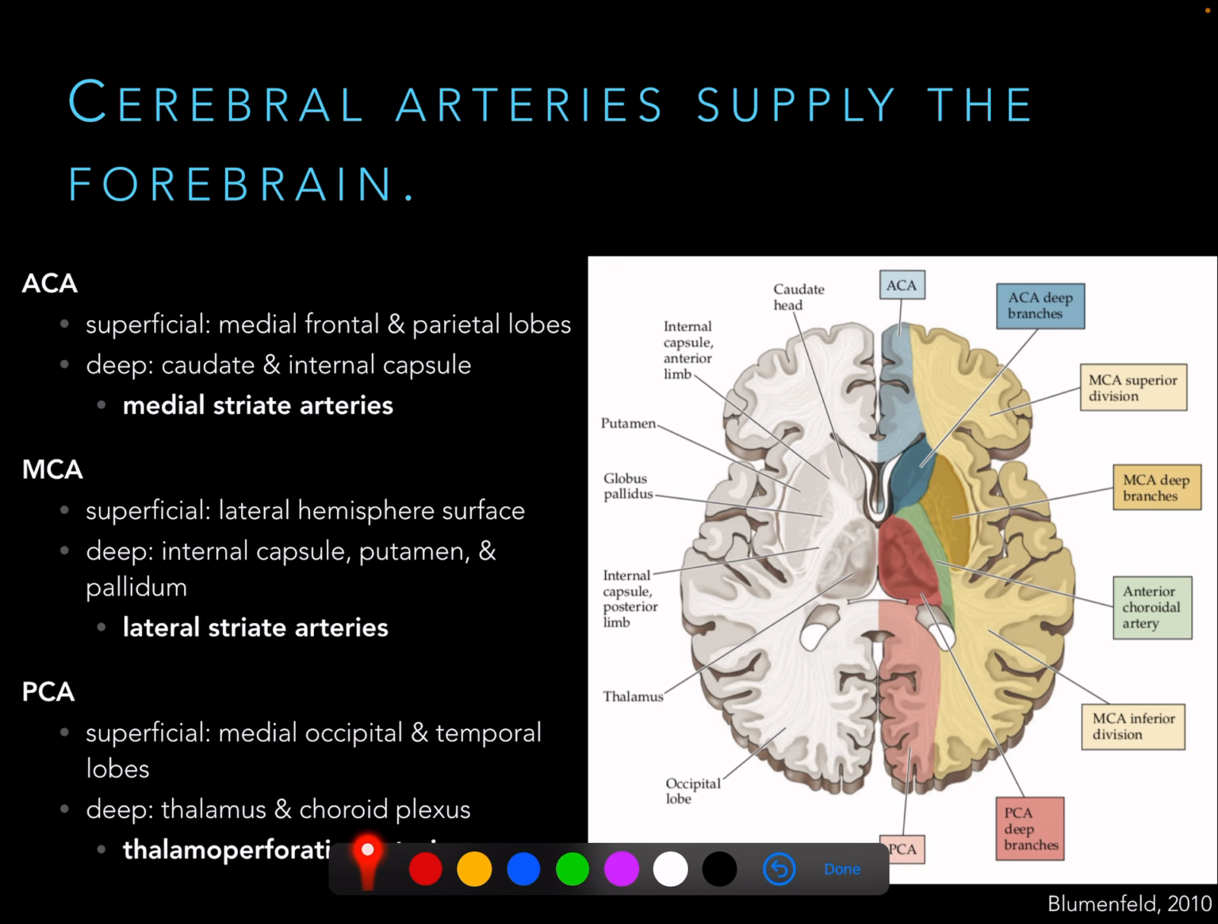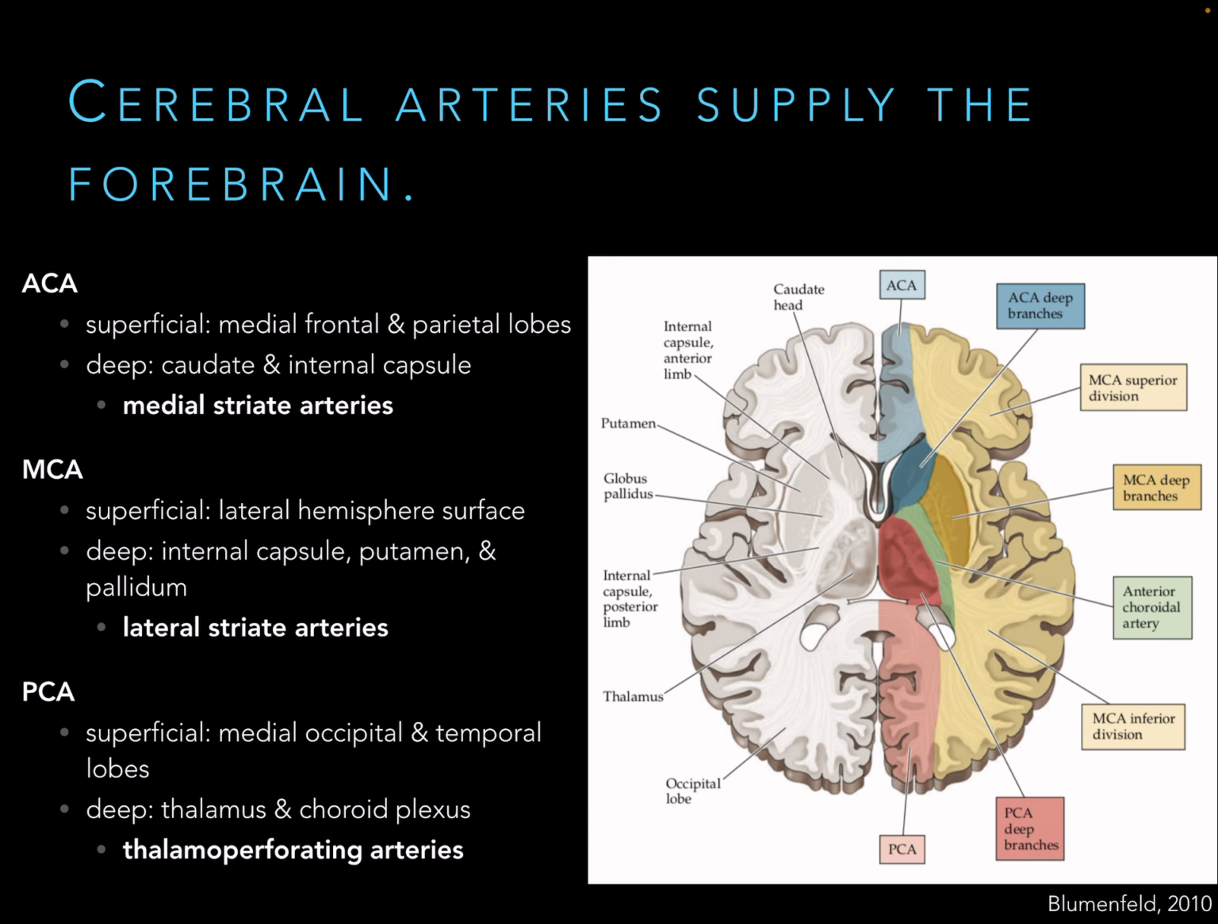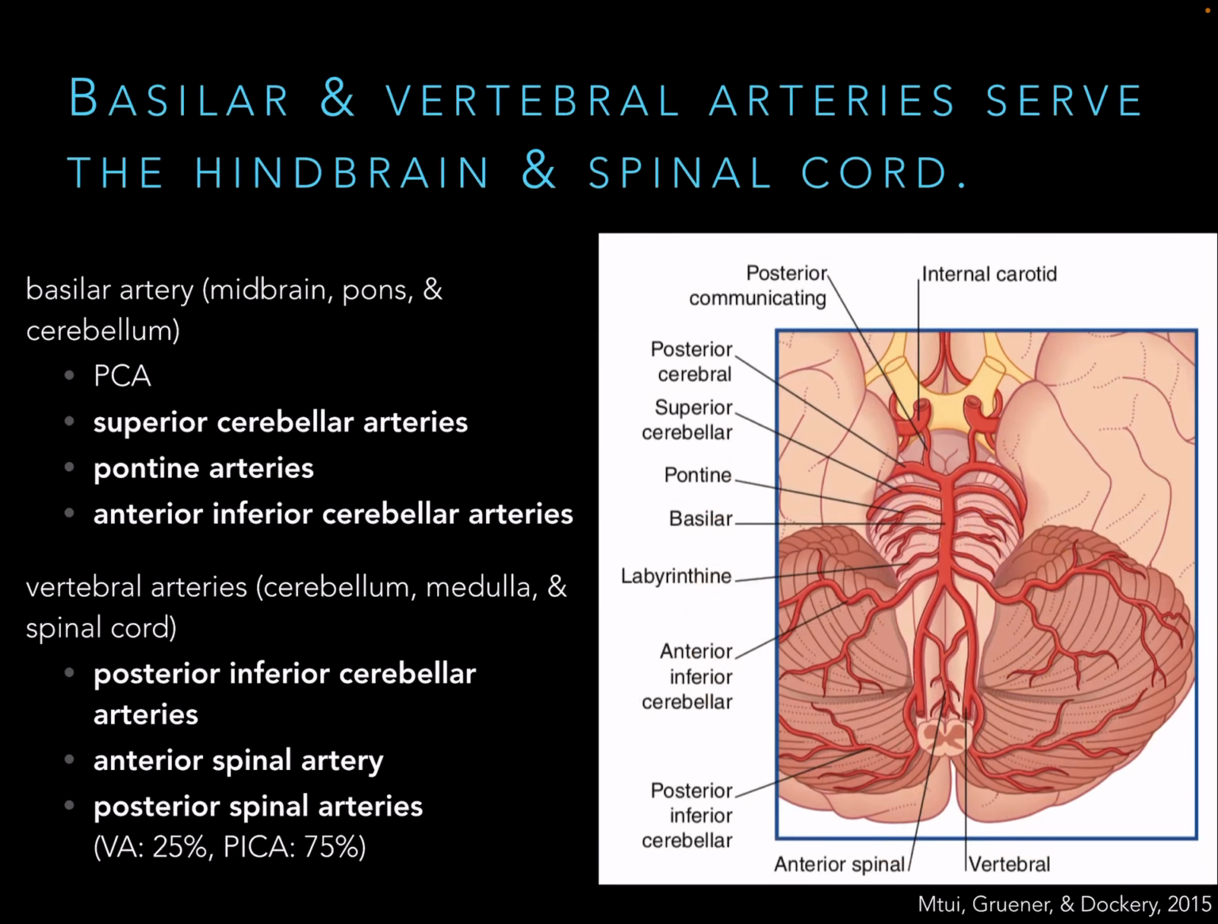The posterior cerebral artery's deep division serves more of the thalamus and a bit of the choroid plexus. Those are called the thalamo-perforating arteries. So each of our three cerebral arteries has a superficial and a deep division. The superficial division is just called the anterior, middle, or posterior cerebral artery. The deep division has their own unique name.